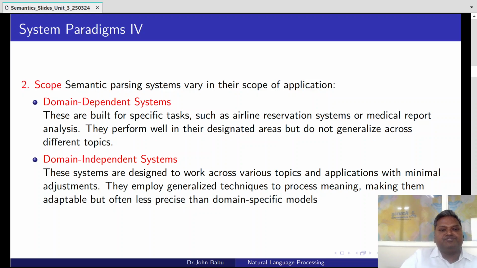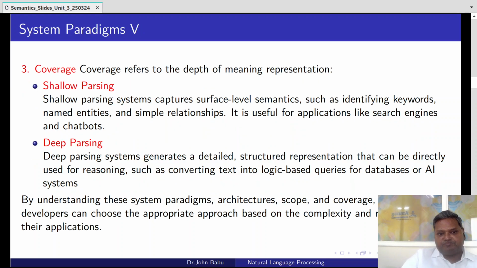Number three, the coverage. That is another paradigm, and coverage refers to the depth of meaning representation: how deep we are covering the meaning. We have seen in the earlier videos that there are two types of parsing. Shallow parsing captures surface level, not so complex semantics, identifying keywords, entities, and simple relations, and it is used in natural language processing applications like search engines and chatbots. On the other hand, we have deep parsing systems, which are highly detailed and domain dependent, with structured, complex representations which can be directly used for reasoning and complex systems. When we require very high level tasks, such as converting text into a logic based query for a database, formal logic, then we use deep parsing.